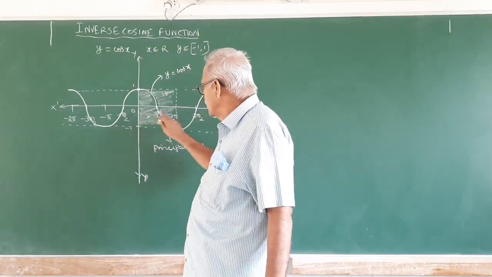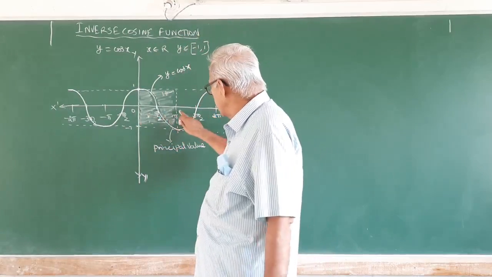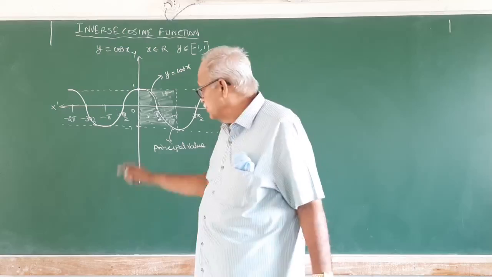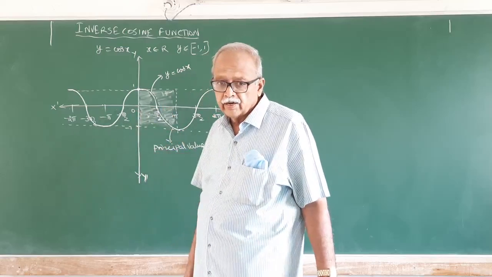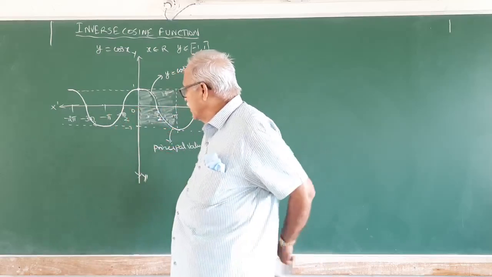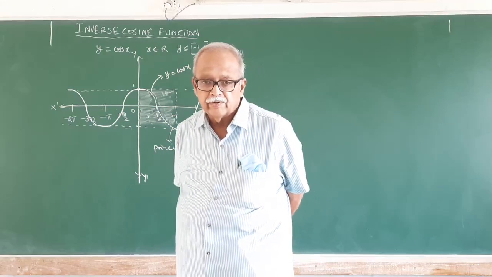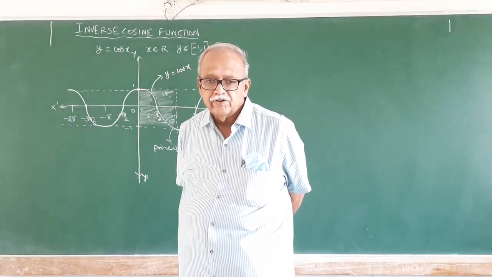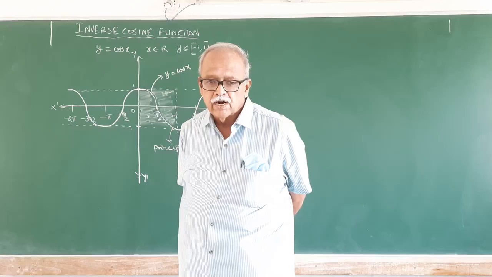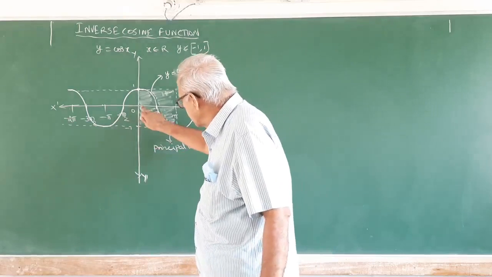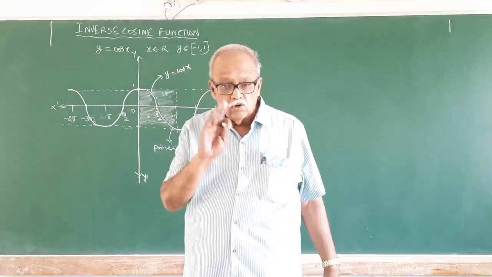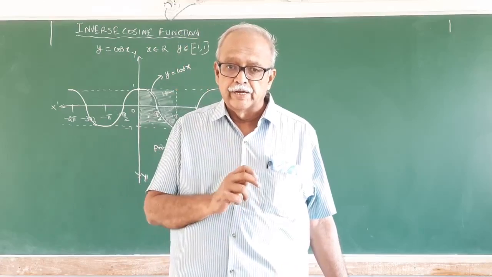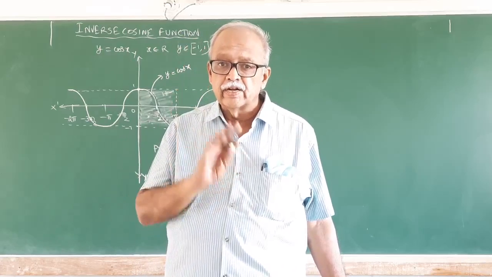For example, 0 to pi. Suppose you take pi to 2 pi, what happens? It is not the least value. 0 to pi is the least value here. You can also ask, sir, minus pi to 0 is also a least value. Yes, but we are taking only the positive values. Numerically least value means positive values, not negative values. So we are taking the interval 0 to pi, where the cosine function behaves as 1 to 1 and onto, that is bijective, so we can get the inverse function.